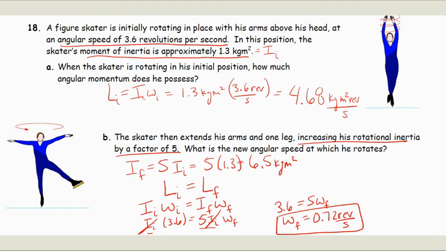And you have to ask yourself, does that make sense? Well, what happened? I increased my rotational inertia. If I increase my rotational inertia, I'm going to decrease my angular speed. If I decrease my rotational inertia, I'm going to increase my rotational speed or my angular speed.